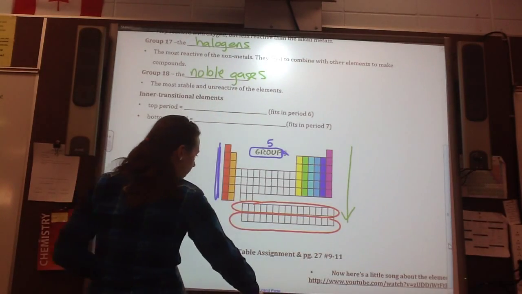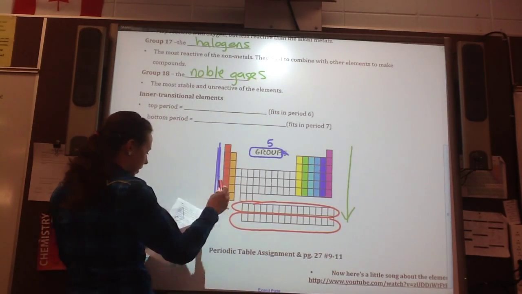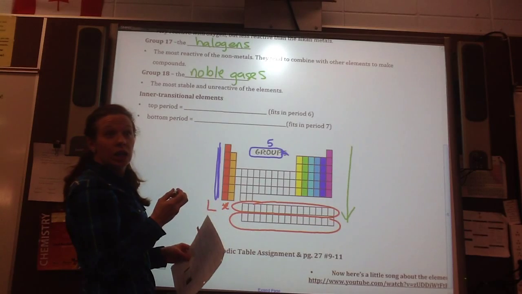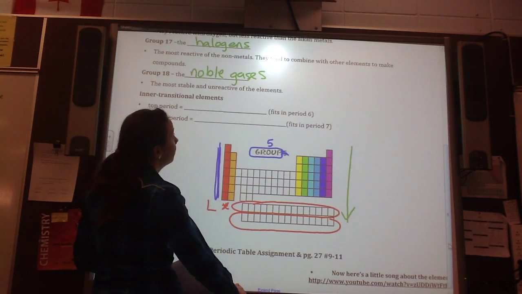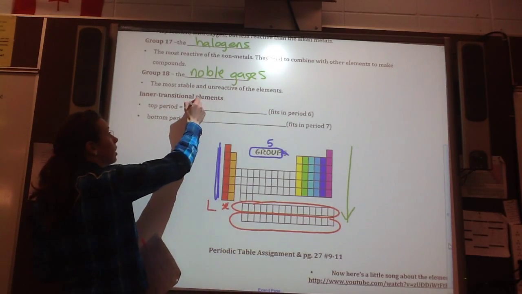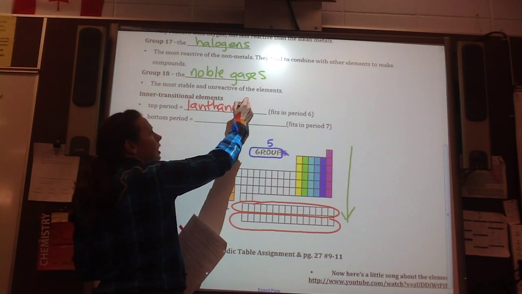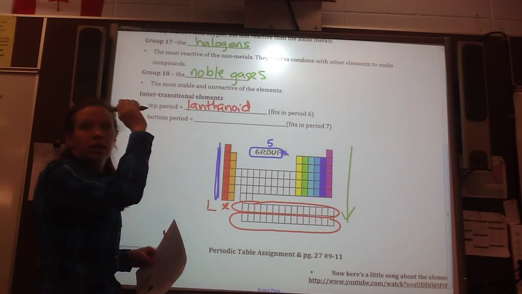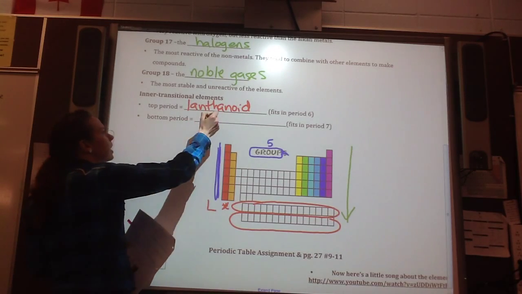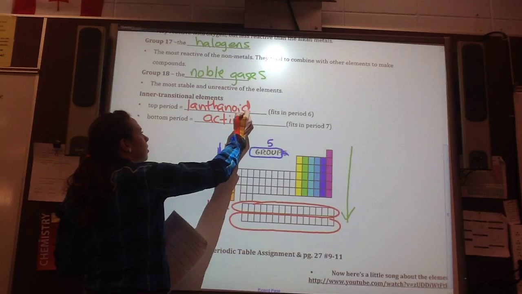So this top one, do you know what it is? Lanthanoid. You see it on your sheet there? Is it labeled on your periodic table? Yeah, it is. Good one. And then the bottom is the Actinoid. Actinoid. Right on.